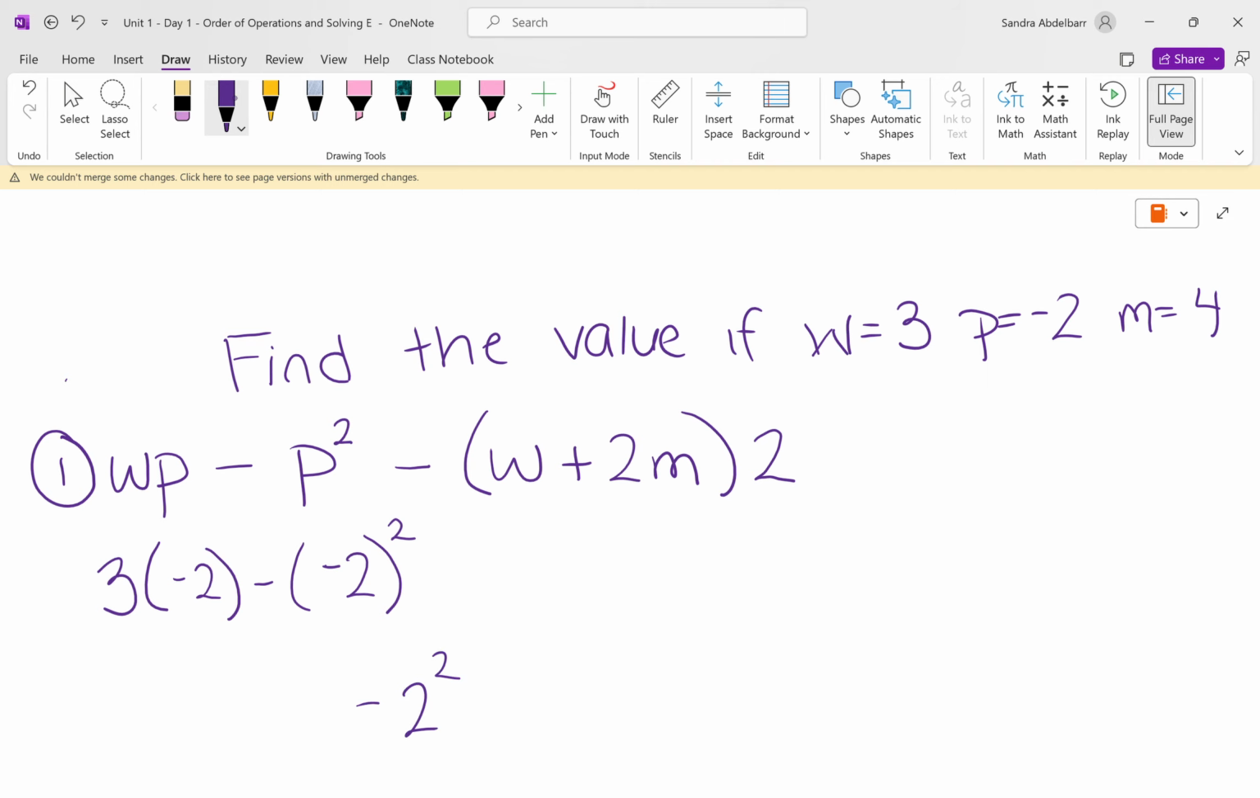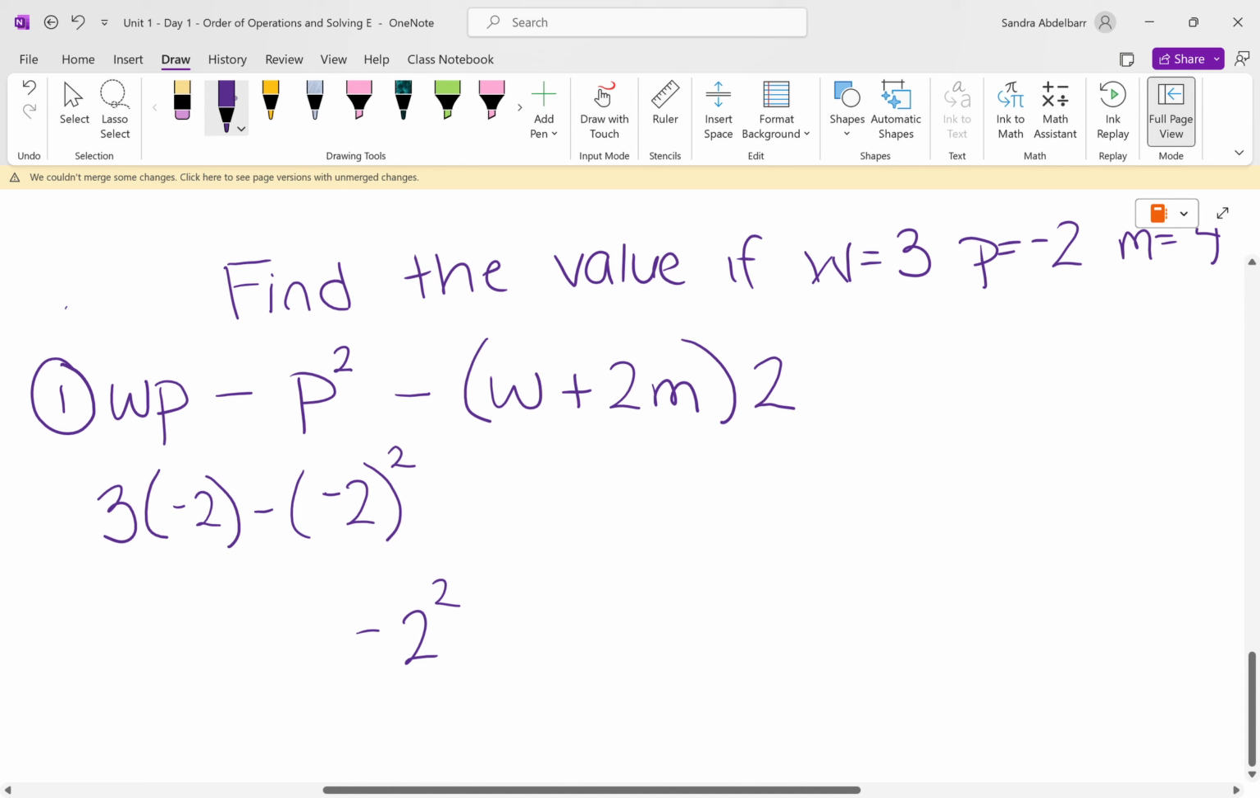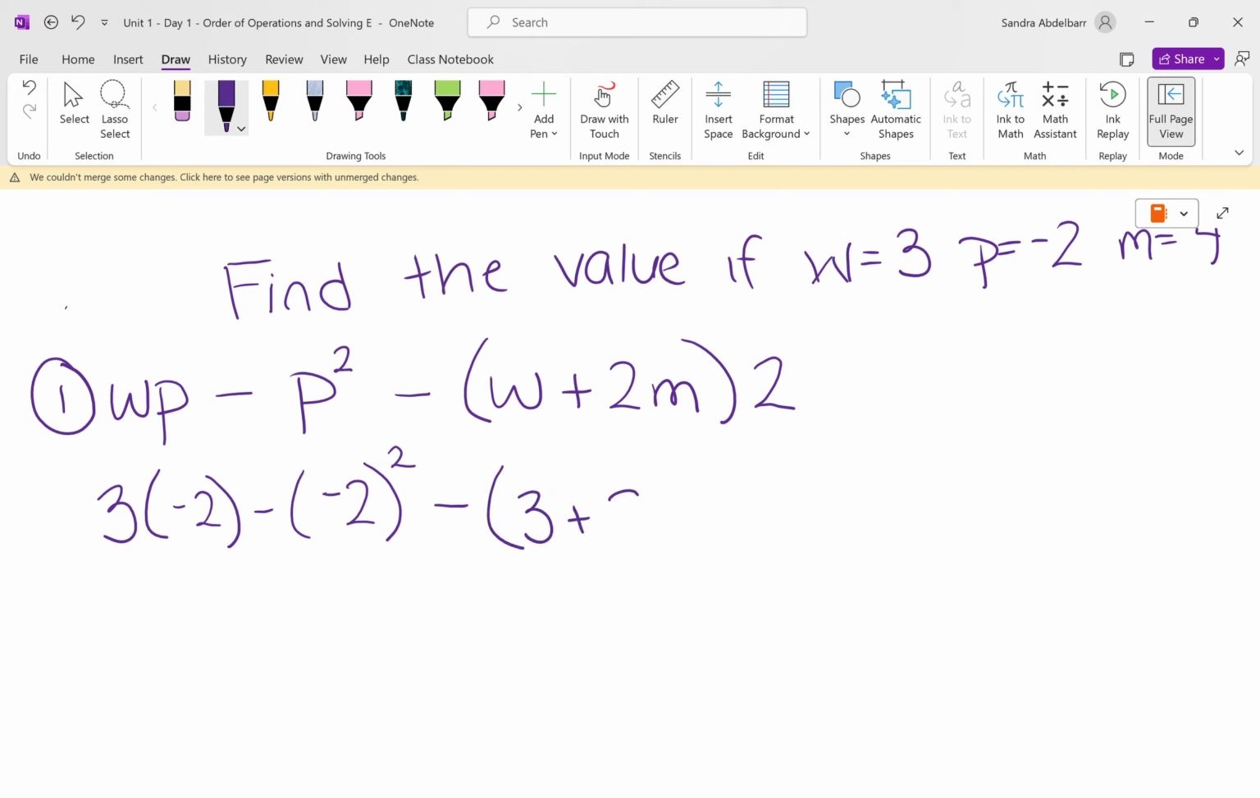That quantity of -2 raised to the second power is 4, but if you just had -2 raised to the second power, no parentheses, that would actually be -4. So the parentheses make a difference. The whole value of P is -2, and that whole -2 is being raised to the second power. Then we're going to minus, open our parentheses, W is 3 plus 2 times M is 4. Yes, M is 4. Close our parentheses, and then there's a 2 on the outside.